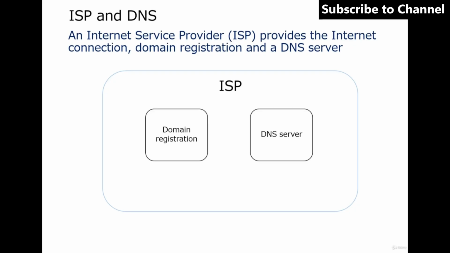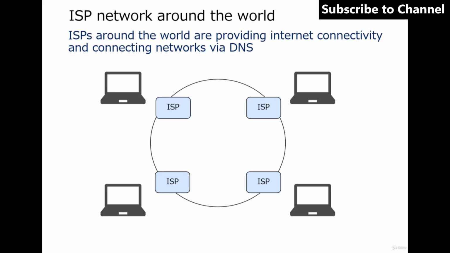ISP is an abbreviation for Internet Service Provider. Many of you will have signed a contract with an ISP when you set up your internet at home. Under the agreement, your ISP will give you access to a DNS server by providing you with a domain registration and IP address. This allows you to connect your PC or smartphone to the internet. There are ISPs all over the world who provide these domains and DNS servers. This is why we're able to access websites all over the world.